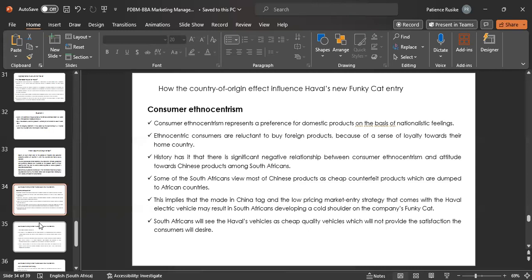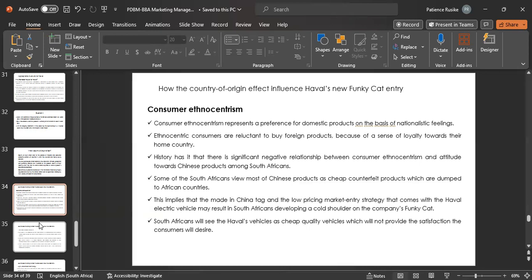Because they are saying that, no, your products, that's their perception. The perception is emanating from the country of origin, because the country of origin is China, and the perception is that Chinese products are cheap and are not durable. So that's the country of origin effect. Right? So South Africans will see their VAL vehicles as cheap quality vehicles, which will not provide the satisfaction the consumers will desire. That's my argument.